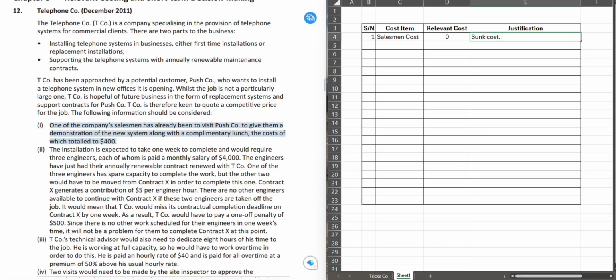So this has been incurred in the past, which means that it is not a future cost. Remember the 3 criteria for relevant costing. It has to be a cash flow, it has to be happening in the future, and as a result of our decision. So which means it has to happen after we have taken that decision. So that's the first one. The second one is the installation cost.